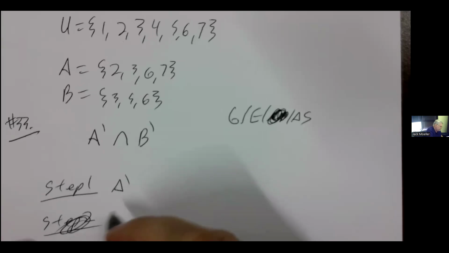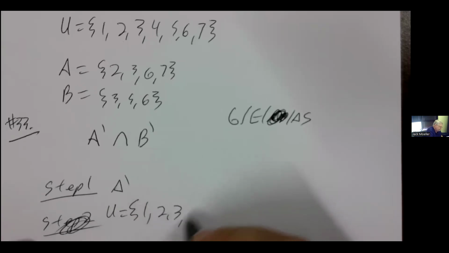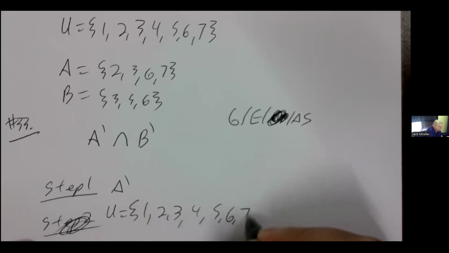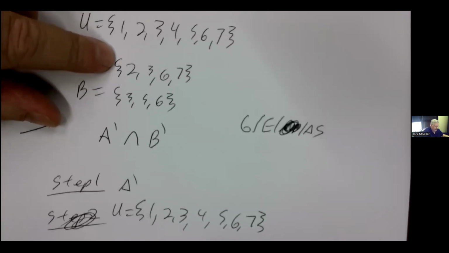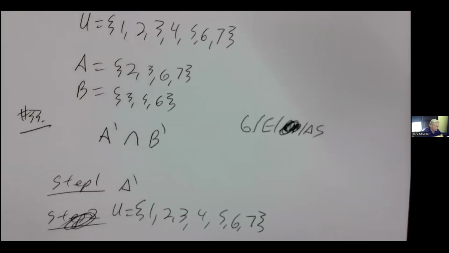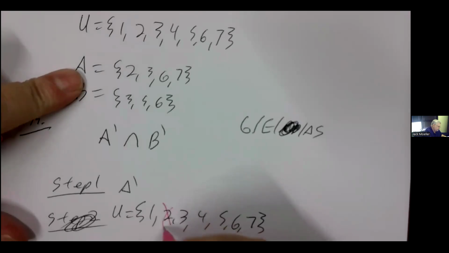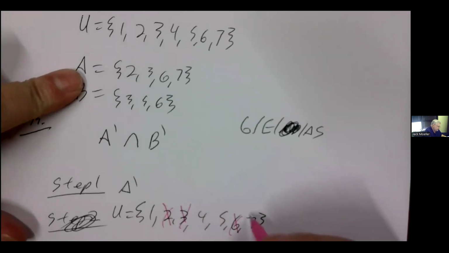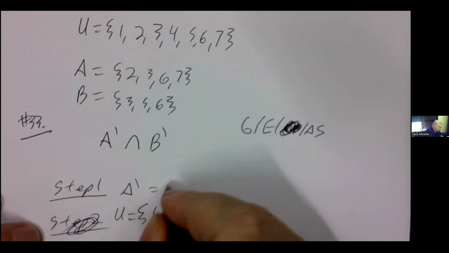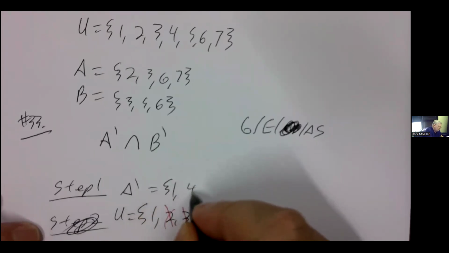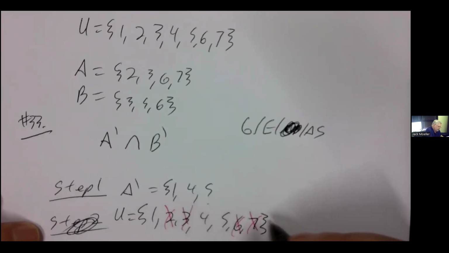Start with your universe. Universe 1 through 7. And now A complement means we're going to cross out anything that is A. So A is 2, 3, 6, and 7. So A complement is what's left over. So 1, 4, 5, and that's it.